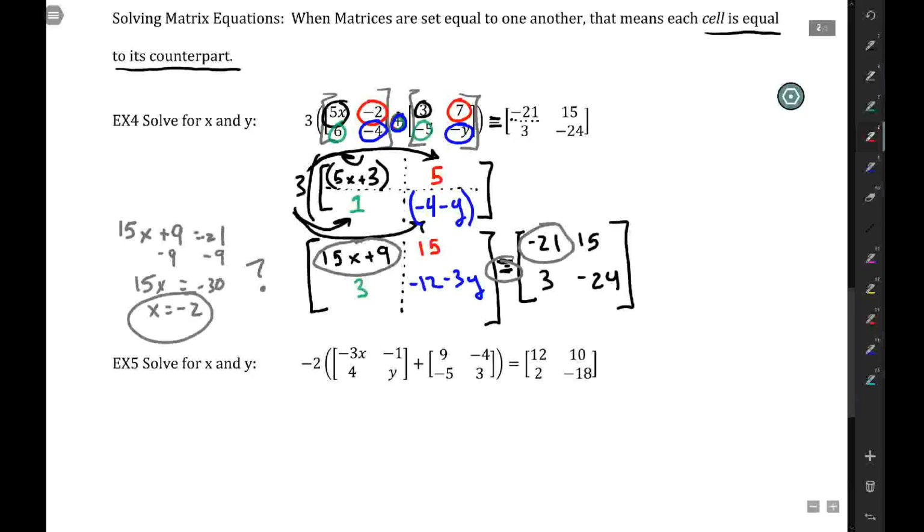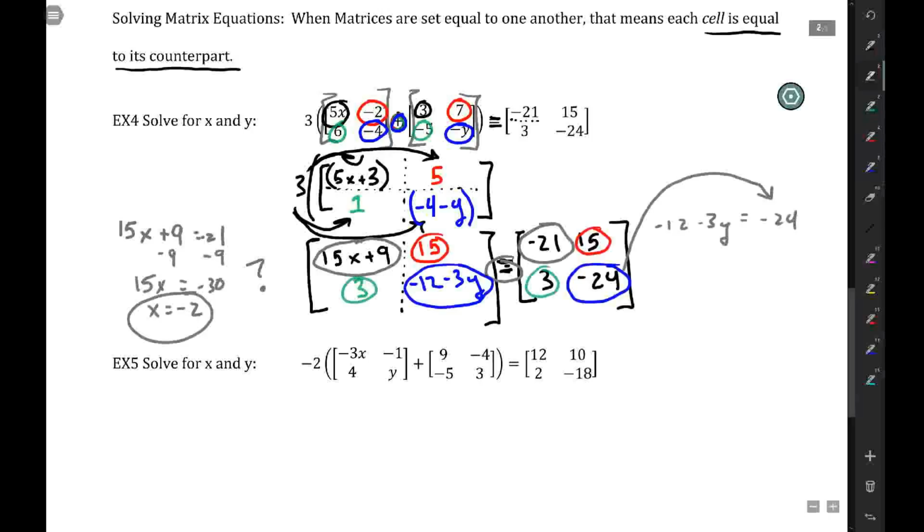Now notice also, our other parts of the cells, 15, 15, they're the same. 3 and 3, they're the same. Bottom right must be the same as bottom right. So again, negative 12 minus 3y better be negative 24. Add 12, add 12, and y is equal to 4. So it's like solving in matrices. So we just solve for x and y.